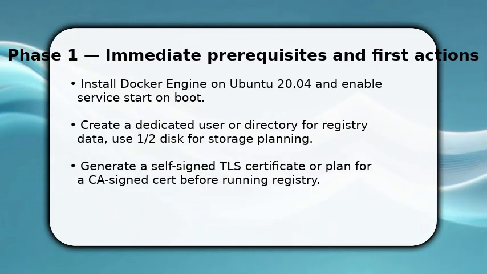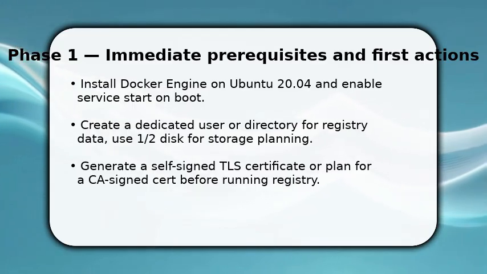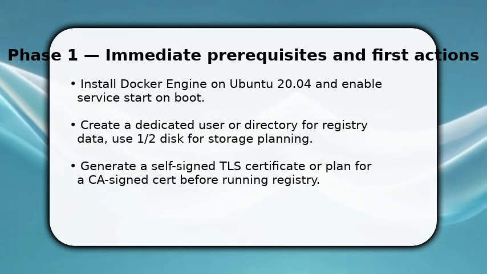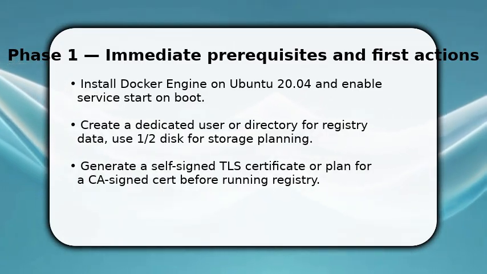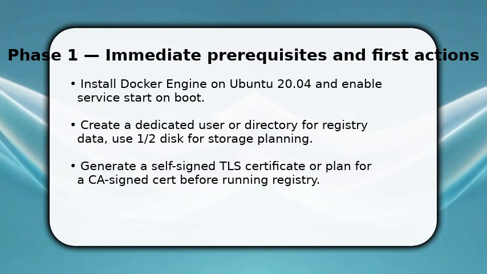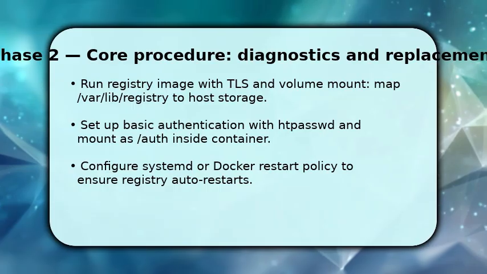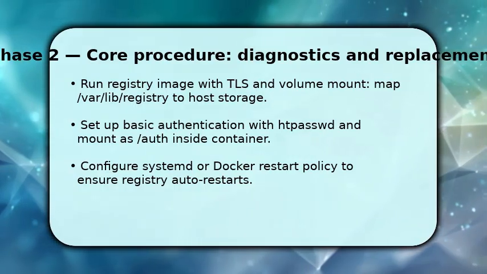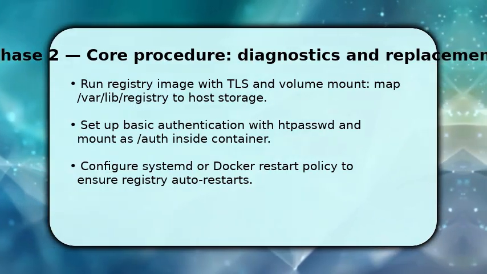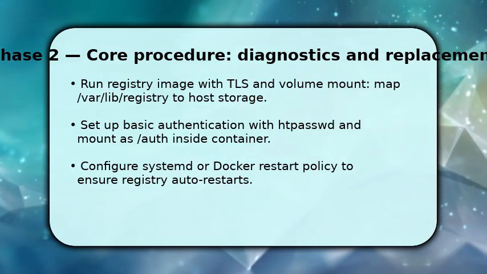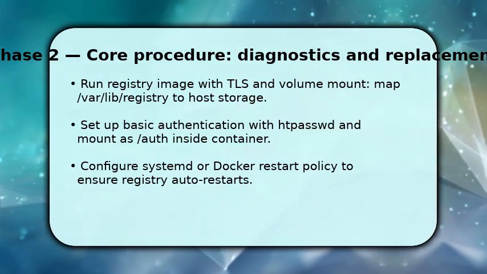Make sure your firewall allows port 5000, and note the host name or IP you will use. Consistency matters for image pushes and pulls. Now you will run the registry container with a secure command that mounts your data and TLS files and binds port 5000. Create an htpasswd file for user authentication and mount it to /auth, then point the registry config to use that auth and TLS certs.